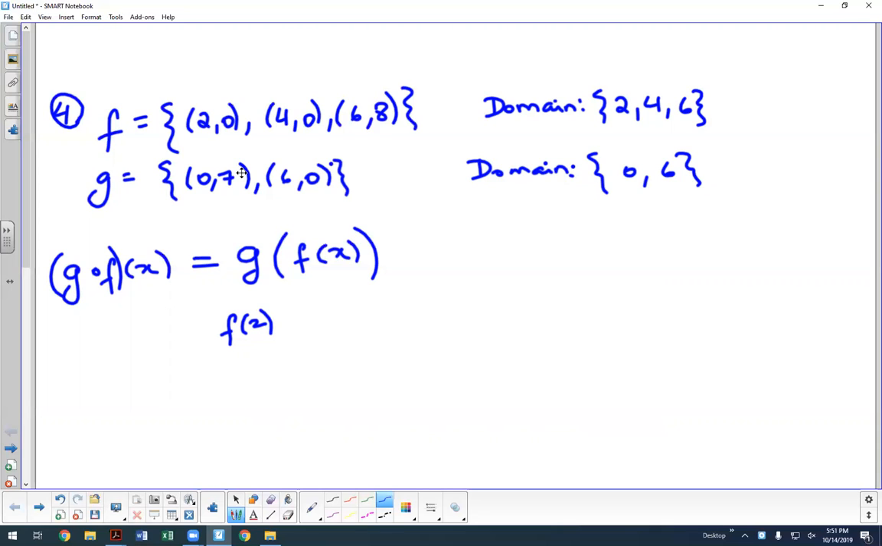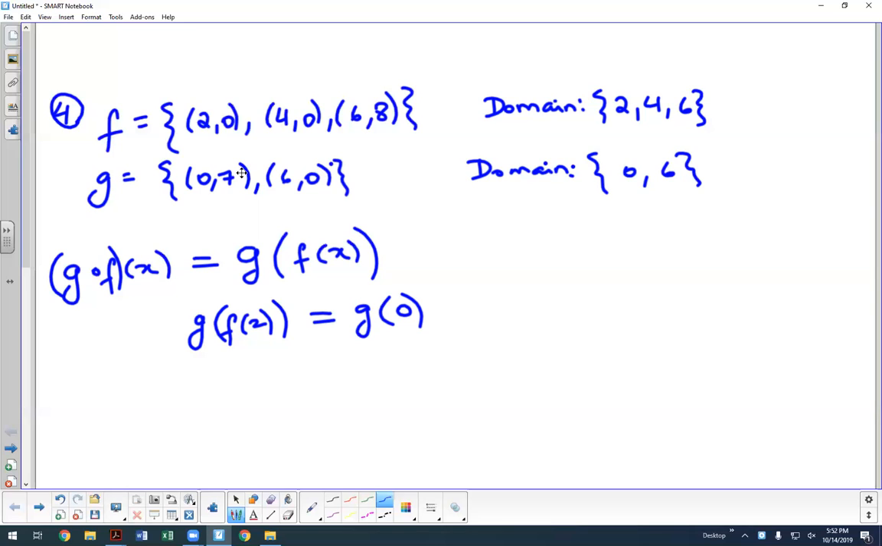0, right? Because you're going to the f function and finding the ordered pair where my x value is 2 and looking for the corresponding y value, which of course in this case comes out to be 0. So that's going to be my input inside of the g function. From f of 2, we get 0, and that 0 is what we're going to put inside of the g function. Now, is 0 part of the domain of the g function?